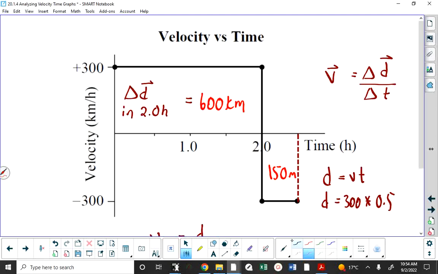the displacement. And since it was traveling in a positive direction for the first 2 hours and a negative direction in the next half hour, the two displacements are positive 650 and negative 150. Are you with me? Total displacement.